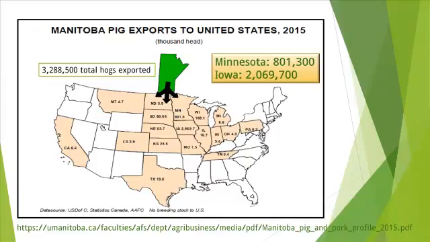And here are the exports from Manitoba every year to mostly the Midwest area. 3 million pigs leave Canada and come to mostly Minnesota and Iowa. 2 million out of 3 million pigs go to Iowa, and almost 1 million of them come to Minnesota every year.